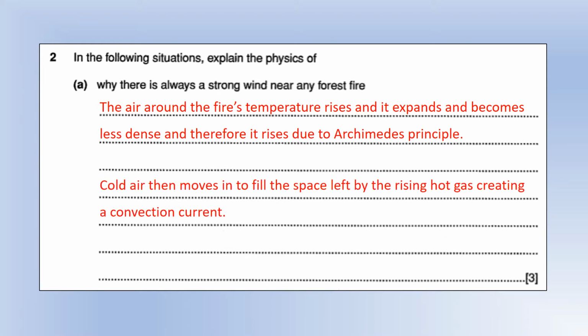So then what happens is cold air moves in to fill the space left by the rising hot air. That comes from outside, and that's the source of a wind. And this whole process creates what we call a convection current. So you get the hot air going up just above the fire and then cold air coming along the ground to replace it, and you've got a convection current.